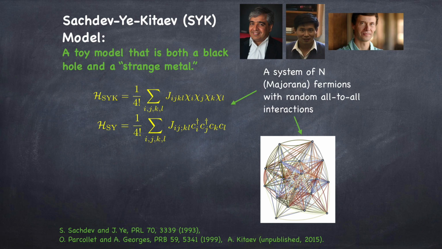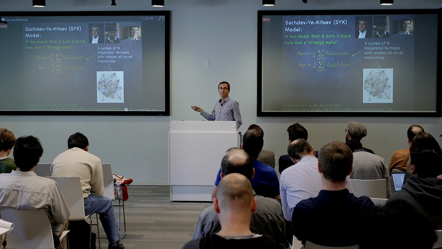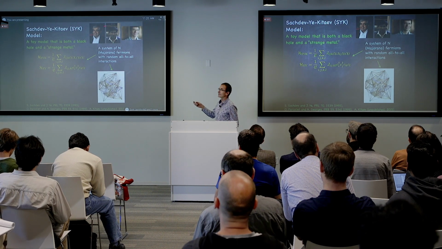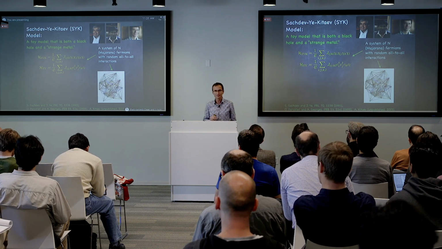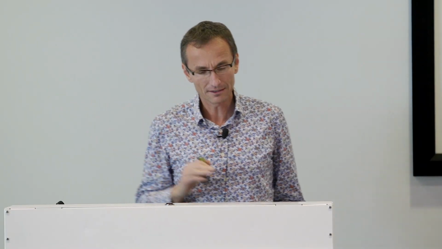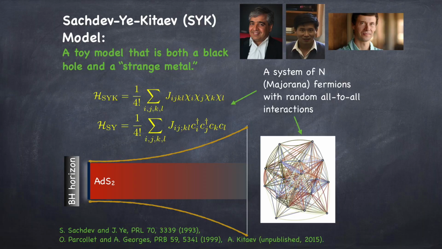So the only thing that I can add here is that I put in pictures of the protagonists, Subir Sachdev, Jinwu Ye, and Alexei Kitaev, who told us that if you take a system of N interacting either Majorana fermions or complex fermions with all-to-all random interactions, which can be depicted like this, this is dual to a near extremal black hole in 1+1 dimensional anti-de Sitter space.